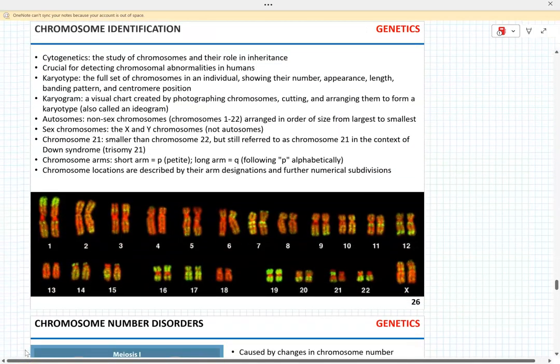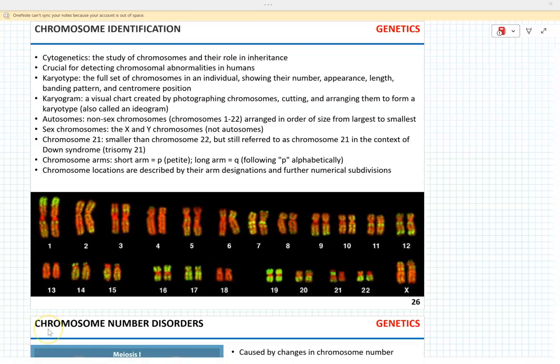Now, since we're talking about chromosomes, we need to address the question of how we identify them. The study of the chromosomes is called cytogenetics.